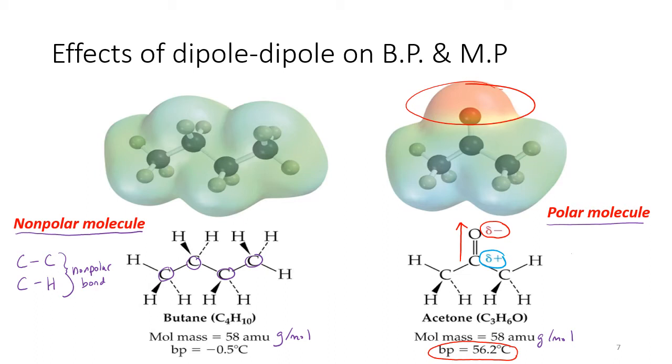Acetone contains dipole-dipole interactions between its molecules, whereas our nonpolar butane molecule does not have dipole-dipole interactions. Butane will have its own type of intermolecular forces between it, but we haven't discussed those just yet. It's important to be able to determine if a molecule is polar or nonpolar.